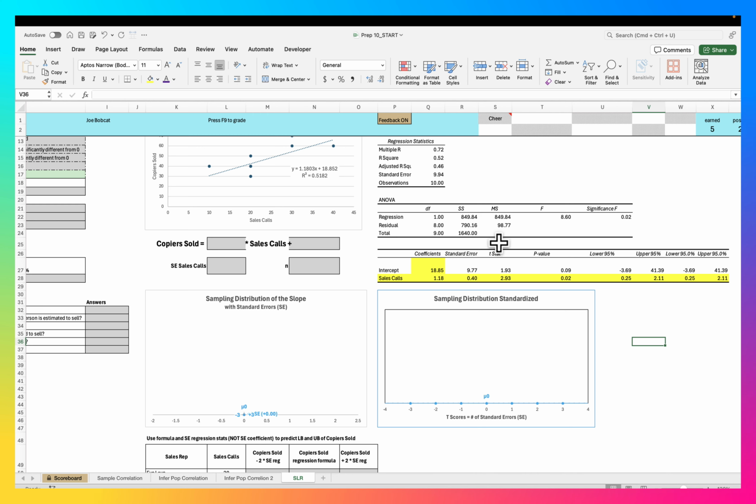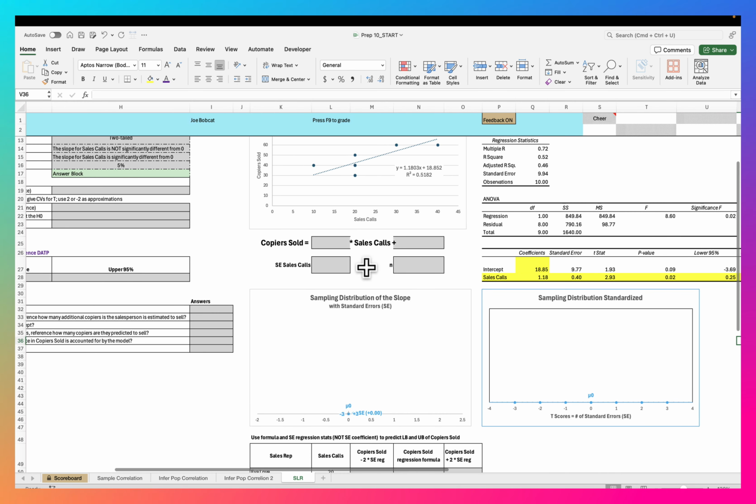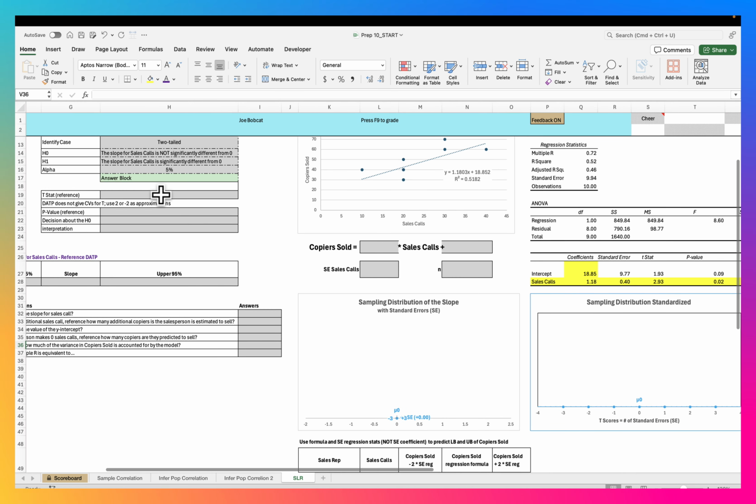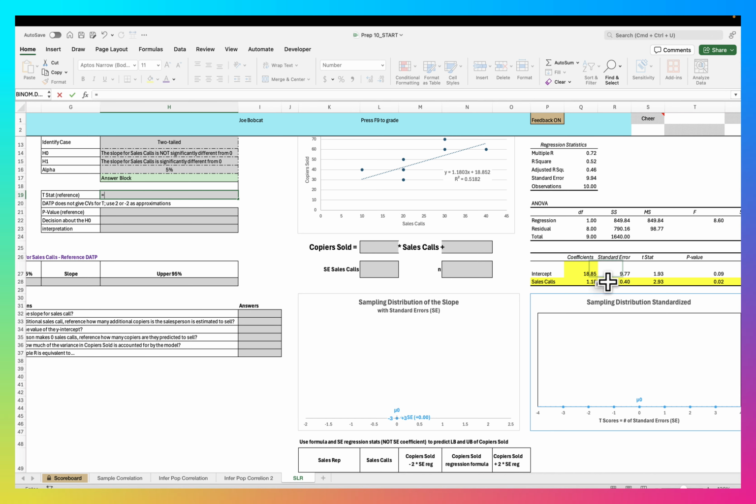Okay. So let's see what we've got. The t-stat, we want to reference this output, and there's the t-stat. It's the t-stat for the predictor for sales call. Now, the DATP does not give critical values for t, so just use 2 or -2 as approximation.